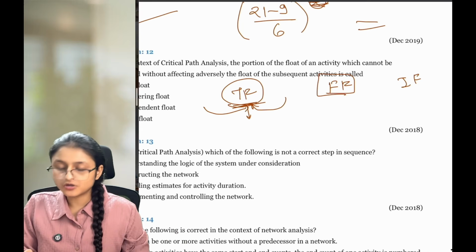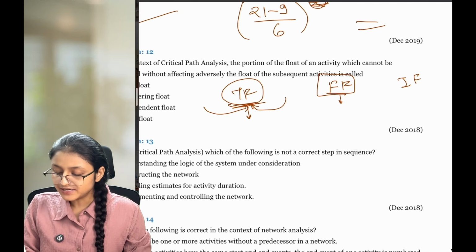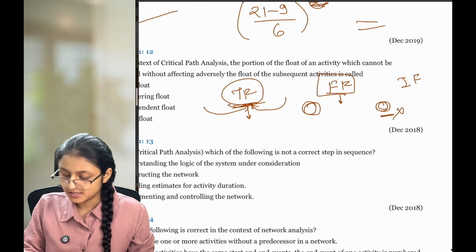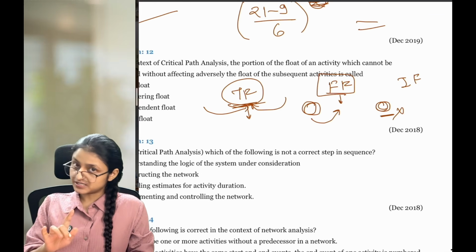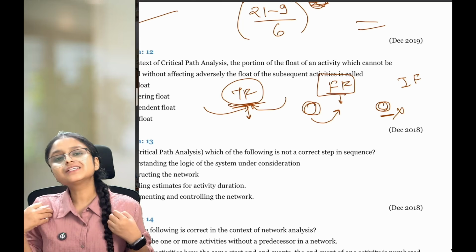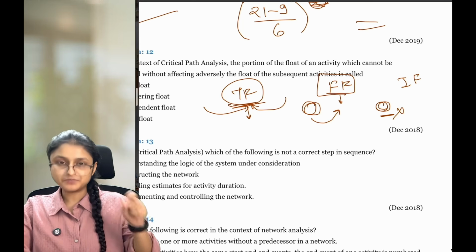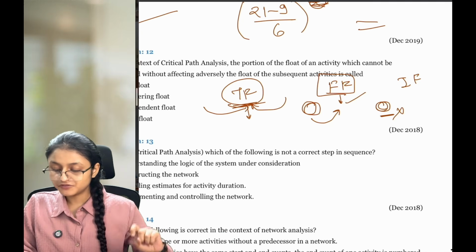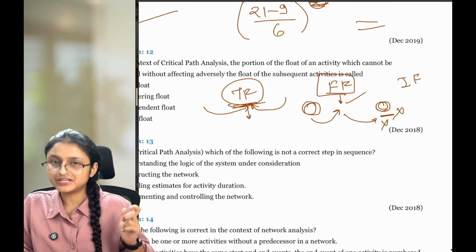Then what is free float? Free float is you can take the time of your previous activities, but you can't take the time of your succeeding activities. Okay? Whatever extra time is available with the preceding activity, I'm going to take that plus the extra time period available with me. That is what free float is. So in free float, we don't take the succeeding activity time.